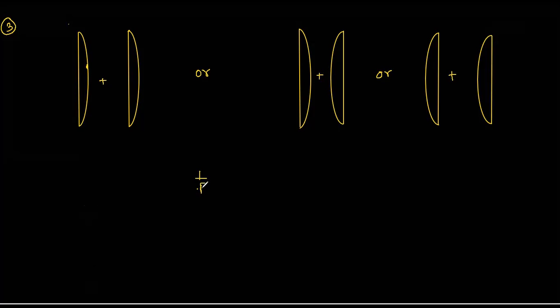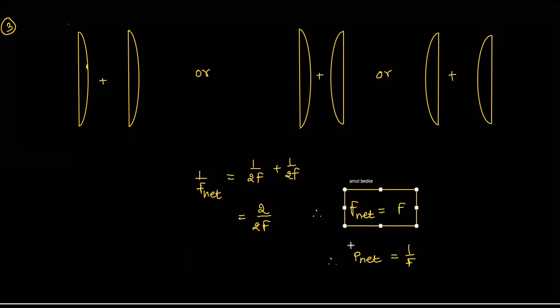1 by f net will be 1 by 2f plus 1 by 2f, which is equal to 2 by 2f, and therefore f net is equal to f. Therefore the net power is just the reciprocal of the focal length in this case of combination. Any one out of these three. Okay, right? Next one.